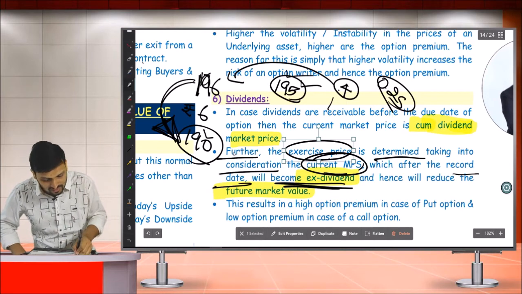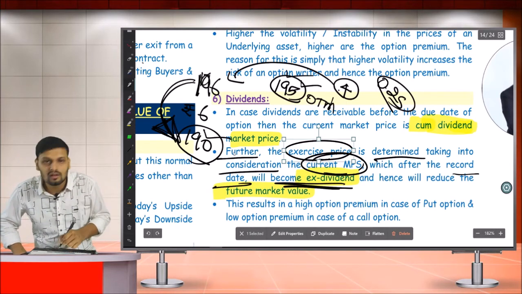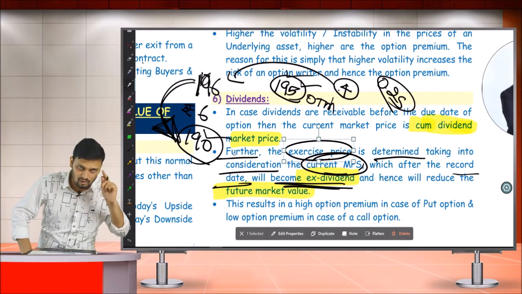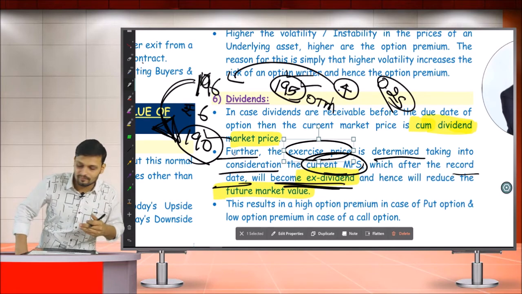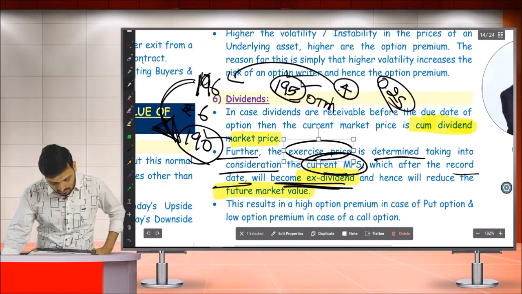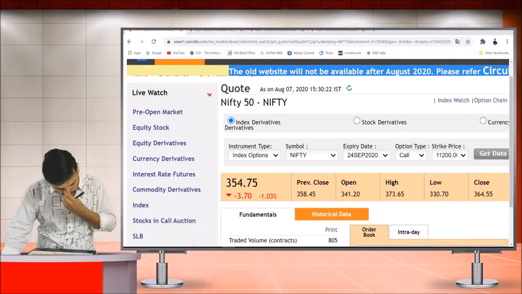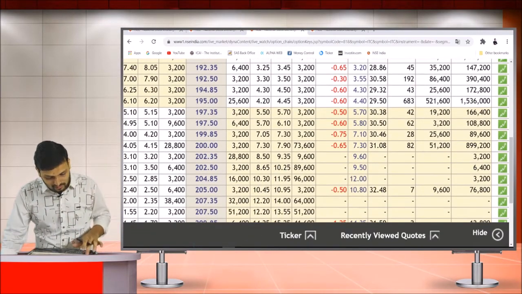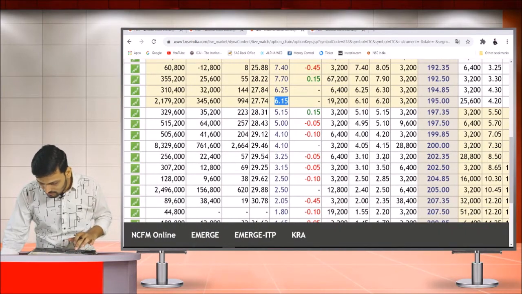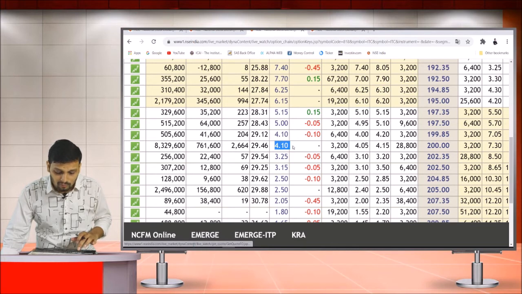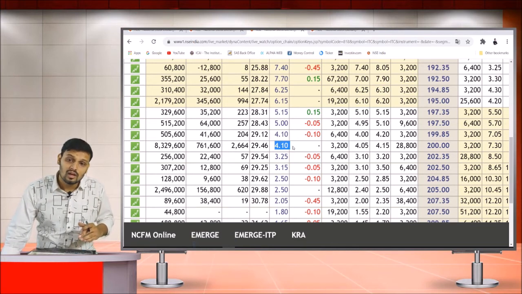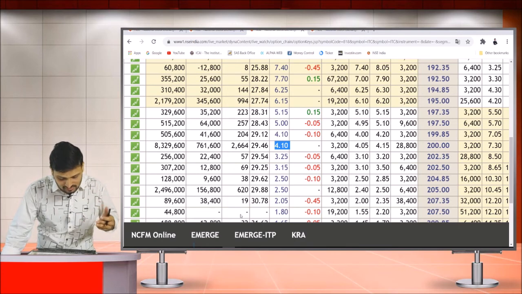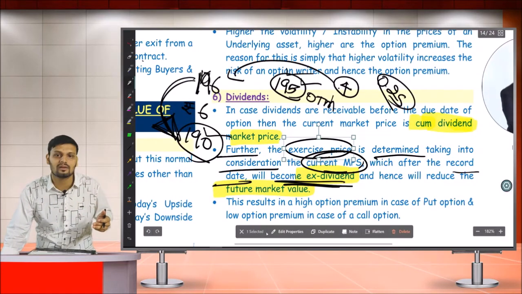Because 195, 190, this is an out of the money call option, right? Do you think for an out of the money call option, you are paying 0 or you will pay at least something? See, even here, even in our example, I hope you are getting the option chain. These were all out of the money call options. For 200 rupees, the buyer is still willing to pay 4.1 rupees. Even for an out of the money call option, they are willing to pay a premium of 4 rupees, right? That is the same case what I am explaining to you here.